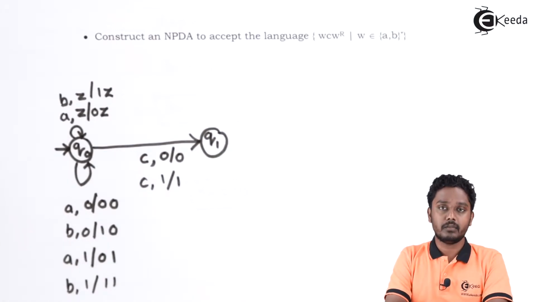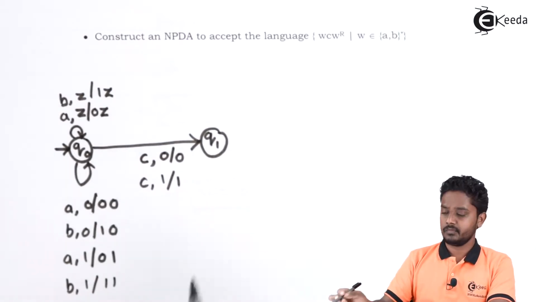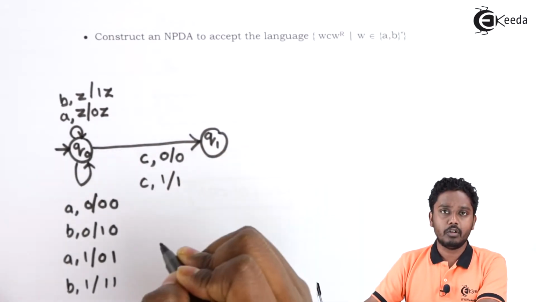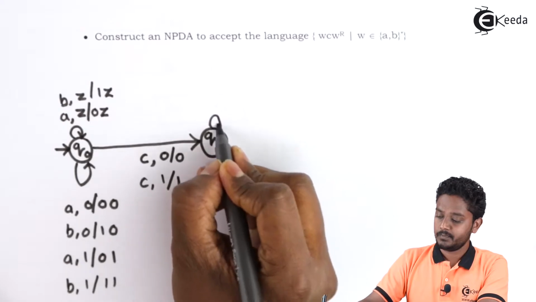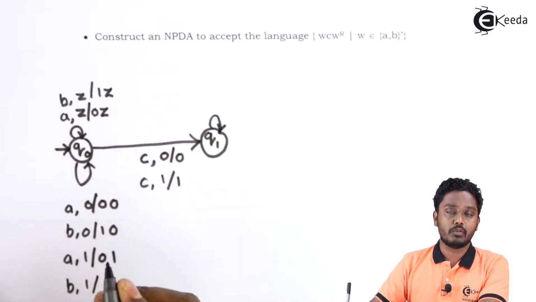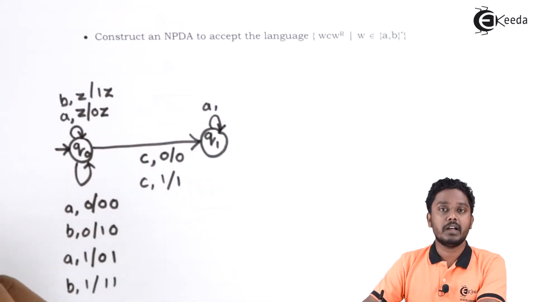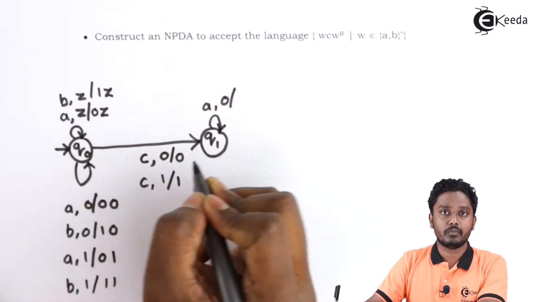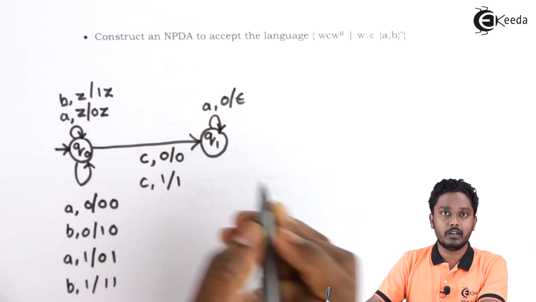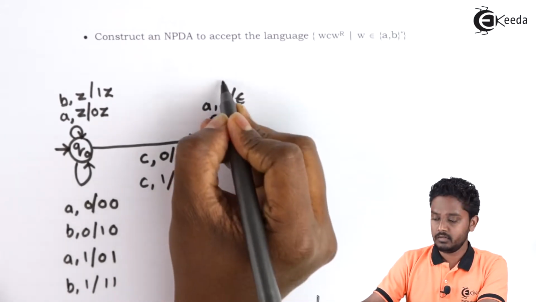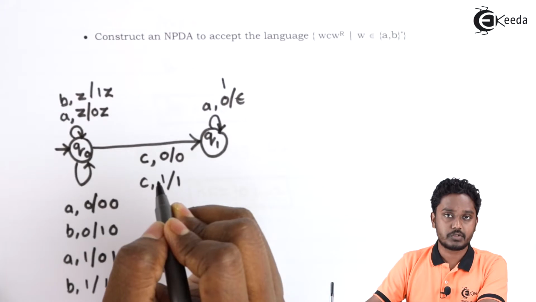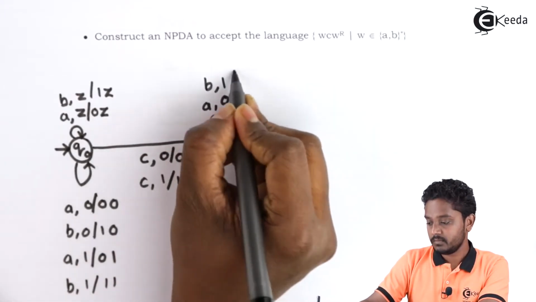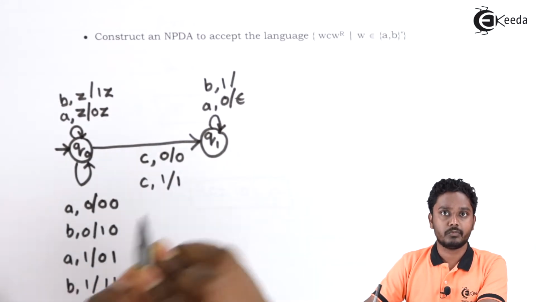Once we reach Q1, that means we have seen some A's or B's and we have encountered the C. Now we need to compare it with the reverse, that is the W R portion. So basically Q1 will have all pop operations. Let us say we encountered an A. To match with A, we should have a 0 on the top of the stack, and we will pop it off. Similarly, we may have a 1 on the top of the stack, for which we should have a B. We will simply pop it off.